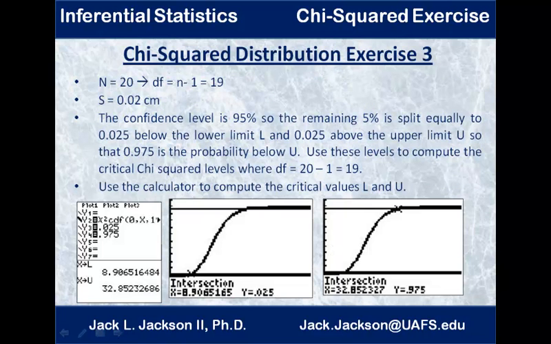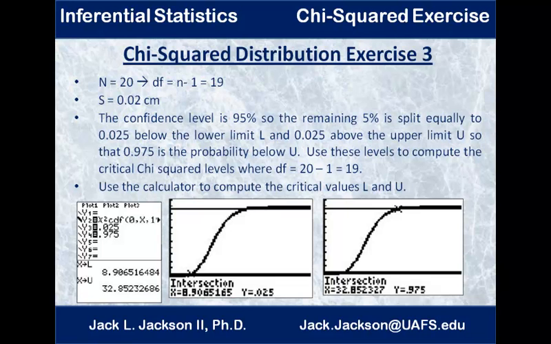Okay, so notice that n is 20, which means the degrees of freedom is n minus 1, which is 19. Now that should be a lowercase s in there, and a lowercase s is 0.02. The confidence level is 95%, or 0.95, so the remaining 5% is split equally, half below the lower limit and half above the upper limit.